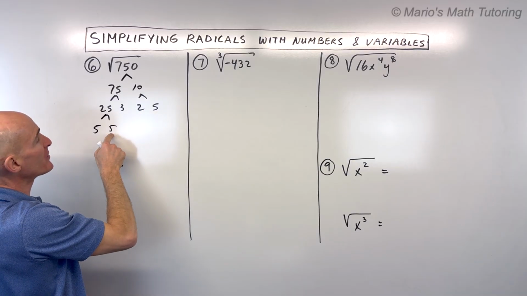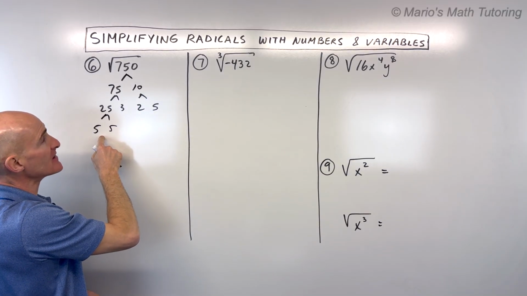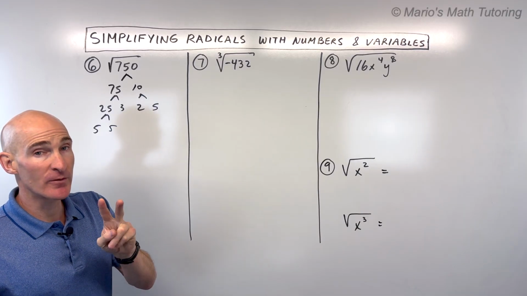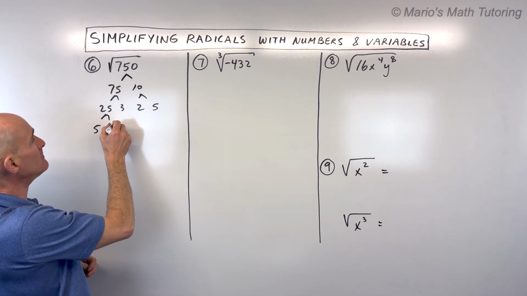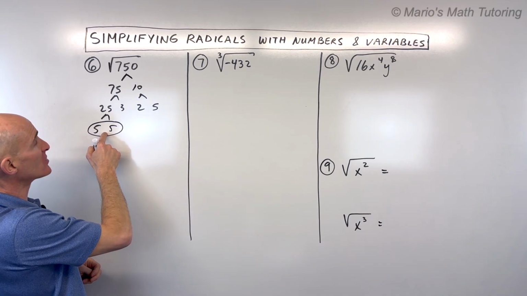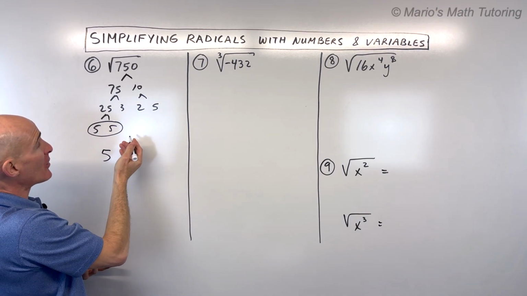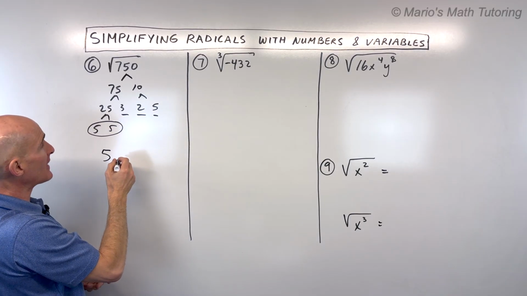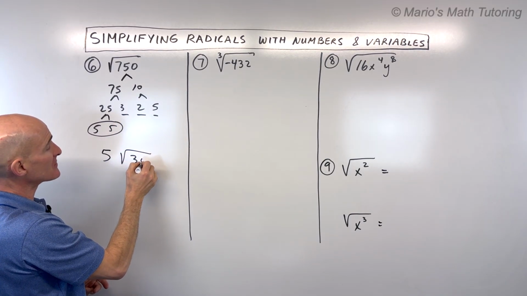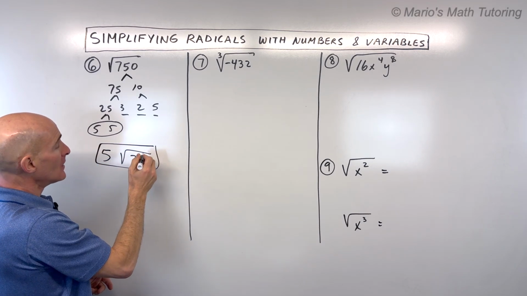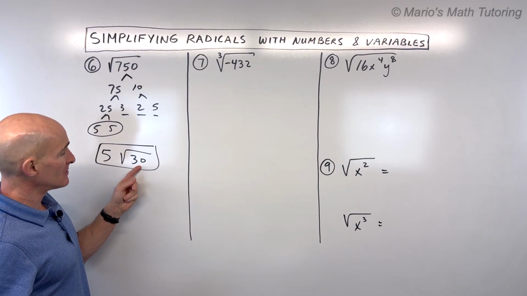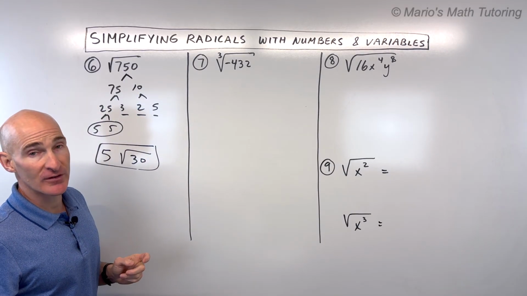Now, working with the ends of these branches here, the very ends, those all multiply to 750. But when I take the square root, I'm looking for 2 of the same number. So here I've got 2 5s, that's like 5 squared. The square root of 5 squared is just 5. And that's about it. So whatever's left here, I have to multiply together. So this is going to be 3 times 2 is 6, times 5 is 30. This is 5 times the square root of 30. Now again, if you want to check your work, 5 squared is 25, times 30 gives you back the 750.